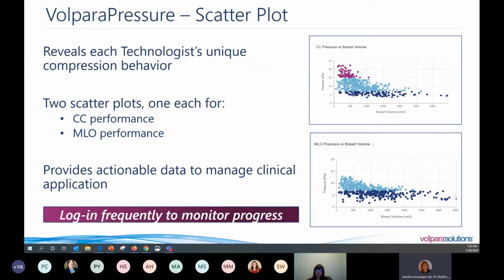How you can monitor this is log in frequently. This will keep an eye on what your progress is. Are you moving towards what you want to achieve?